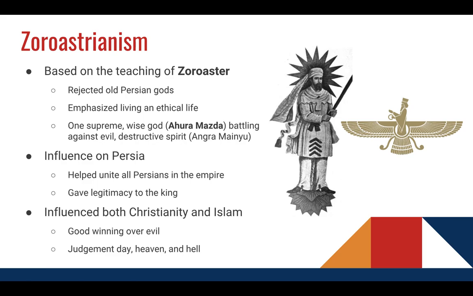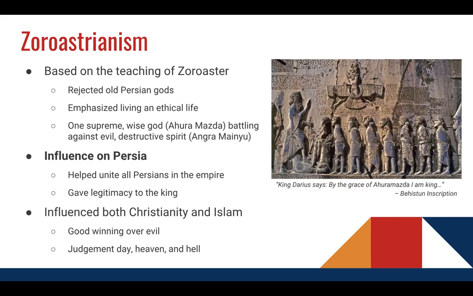Certainly, Zoroastrianism had a major influence on Persia. It actually helps to unite all Persians in the empire. As this religion becomes more popular, it is adopted by the emperor himself. And then, of course, if the emperor converts to a religion, many other people are going to convert. And so it gives further legitimacy to the king.